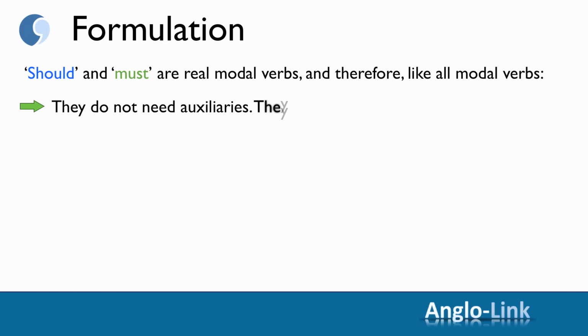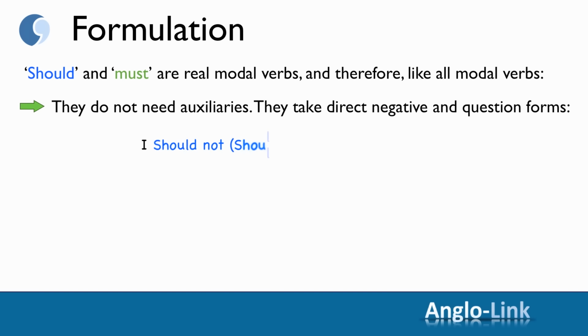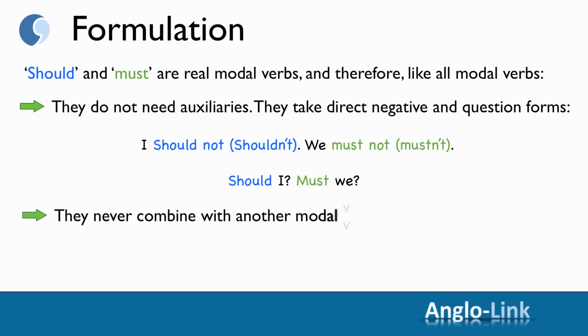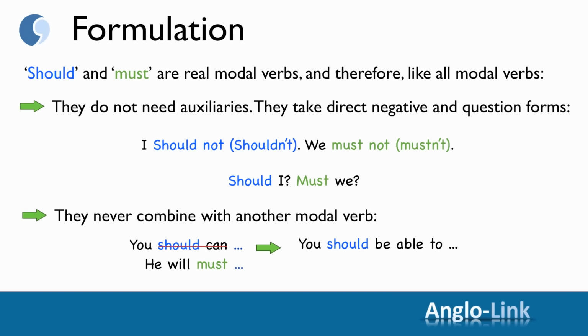Also, they do not need auxiliaries, they take direct negative and question forms. I shouldn't, we mustn't. Should I, must we? And finally, they never combine with another modal verb. You can't say you should can, you have to replace can with an alternative. You should be able to. Or, instead of he will must, you'll have to say he will have to.